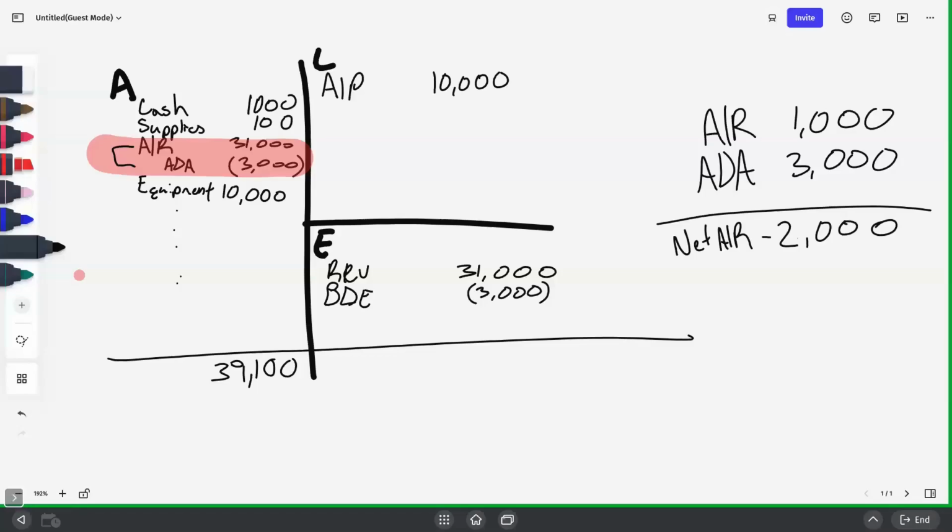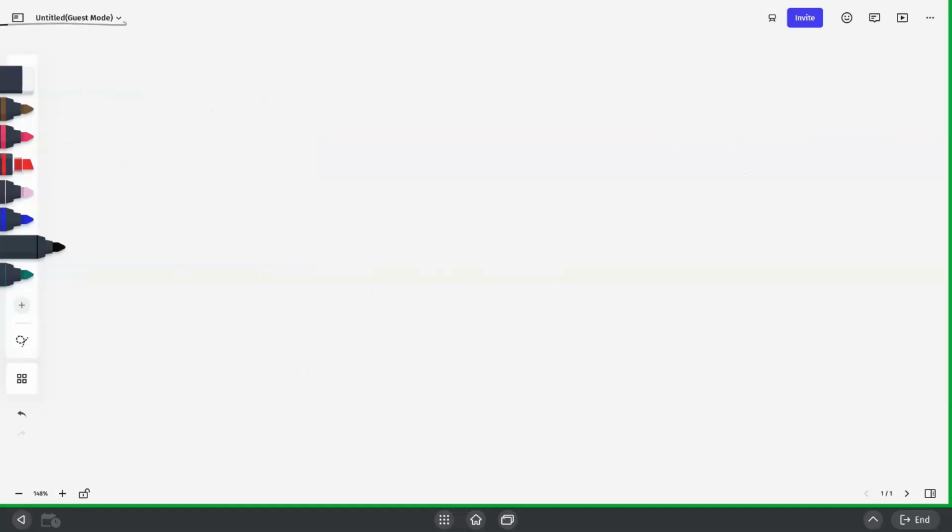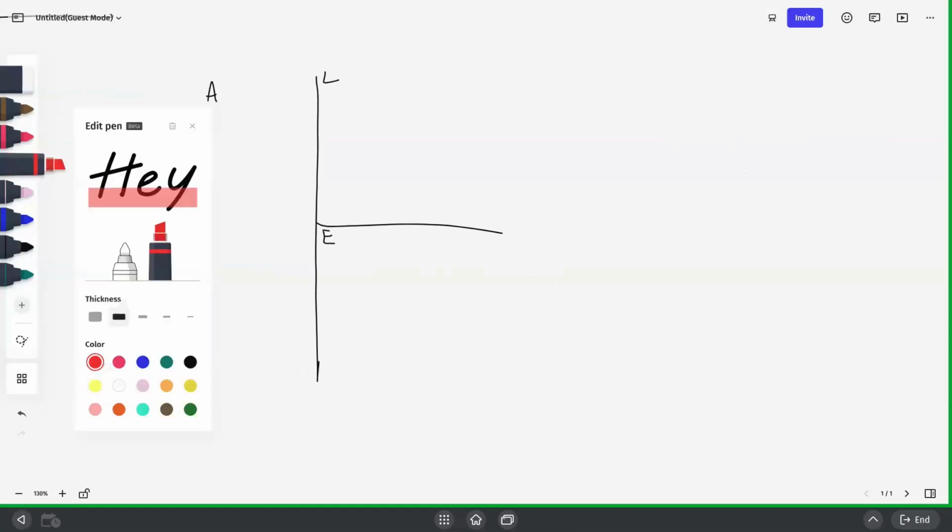Let's move this along. We're going to get the fancy balance sheet. We're going to ignore everything else though, but we're going to be focusing specifically on equity.